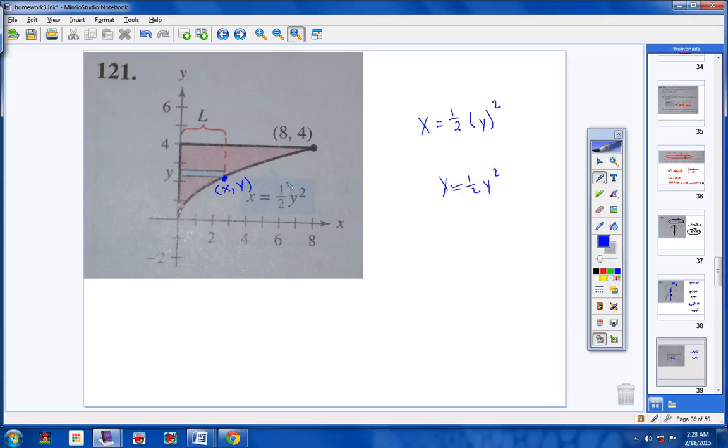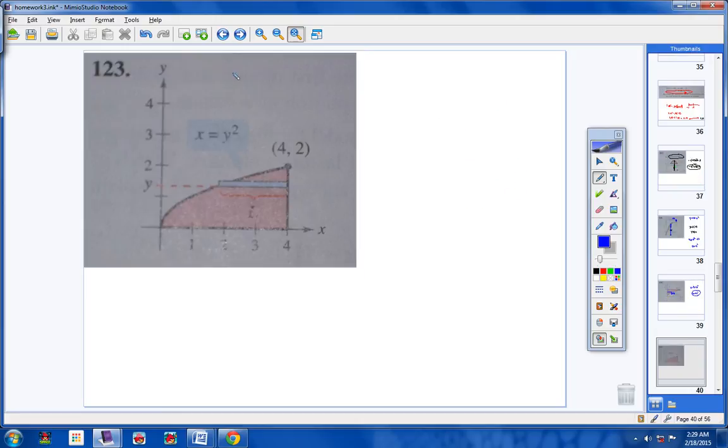Okay, so how long is this rectangle in terms of y? This right here. How do I know that? Because I put my y value in, which is y, and I got out this here for my x value. So that's how wide the rectangle is. These are decently tough. Number 123.